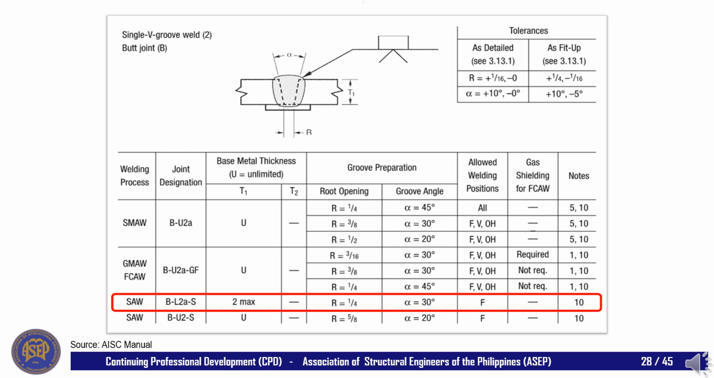Here is another CJP joint detail example given in Table 8-2. As you can see, the root opening for a CJP weld with a joint designation of B-L2A-S using submerged arc welding is 1/4 inch for a groove angle of 30 degrees. The base metal thickness is limited to 2 inches max, and the welding position allowed is only the flat position.